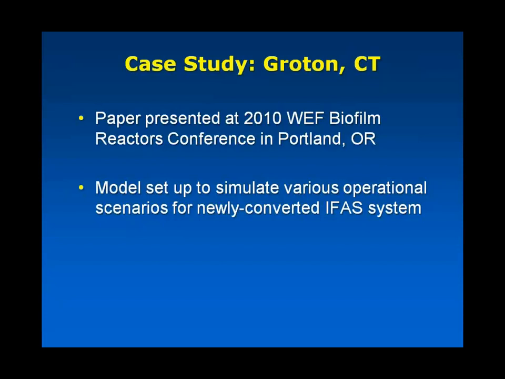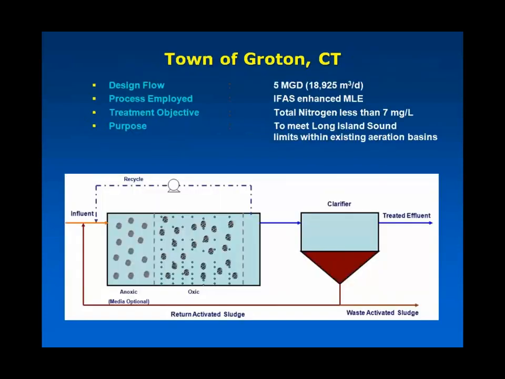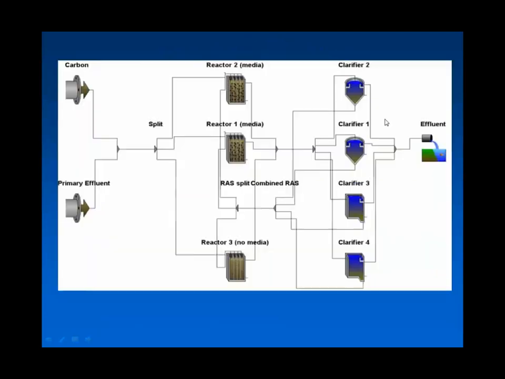We felt that a model would give them an opportunity to familiarize themselves with what was going to happen in the plant under different situations. So this was a fairly small plant, 5 MGD. It's an MLE system. And their target was total nitrogen in their effluent of less than 7 milligrams per liter.